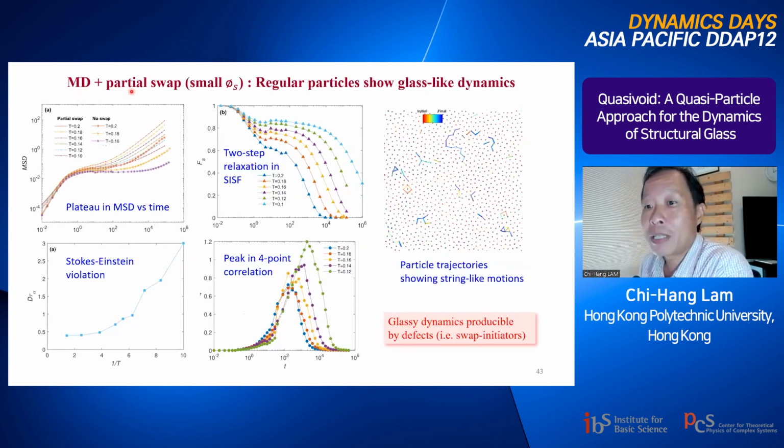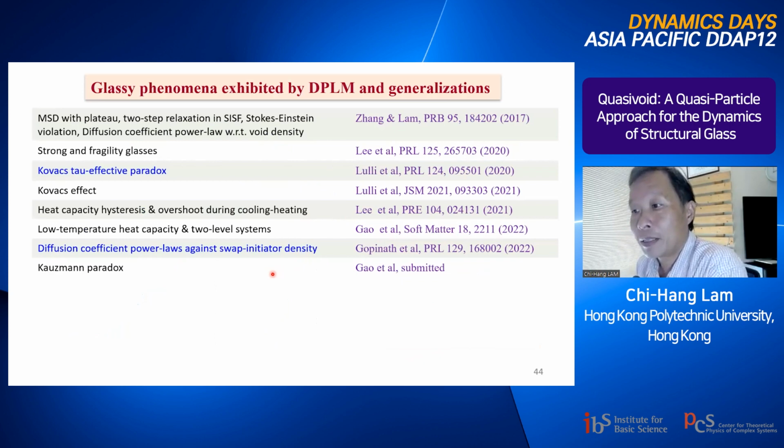Let's come back to the MD simulation with partial swap at low density of swap initiators. We find that actually the motion is very much glass-like for generic glass models. We look at MSD, self-intermediate scattering function, Stokes-Einstein violation, 4-point correlation function, and string-like motion of the regular particles. They all look like generic glass models without swap. So we conclude that glassy dynamics is reproducible by defect model, and the defect can be swap initiators. Maybe it can also be reproduced by void induced motion, which we will work further on.